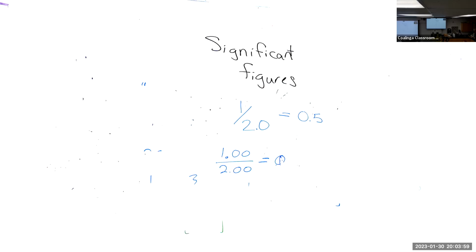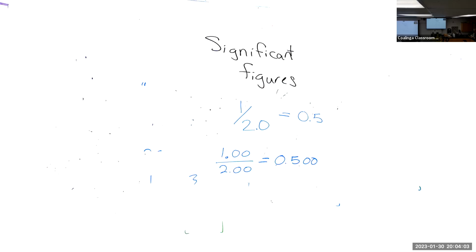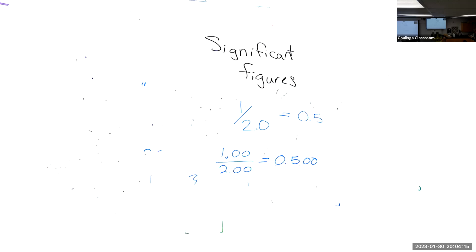0.500. So why do I need those zeros? Because of the first fraction. That's right, because the number is both 3 sig figs. So my answer has to be 3 sig figs. Okay. You see the distinction between the two? Yeah, the bottom one had a lot more.